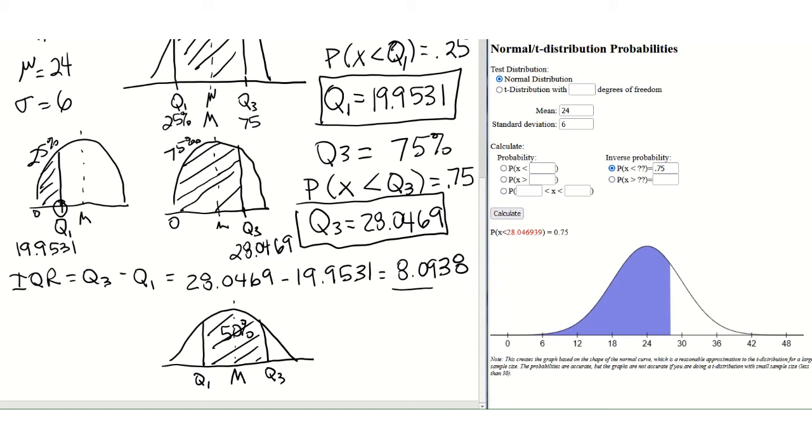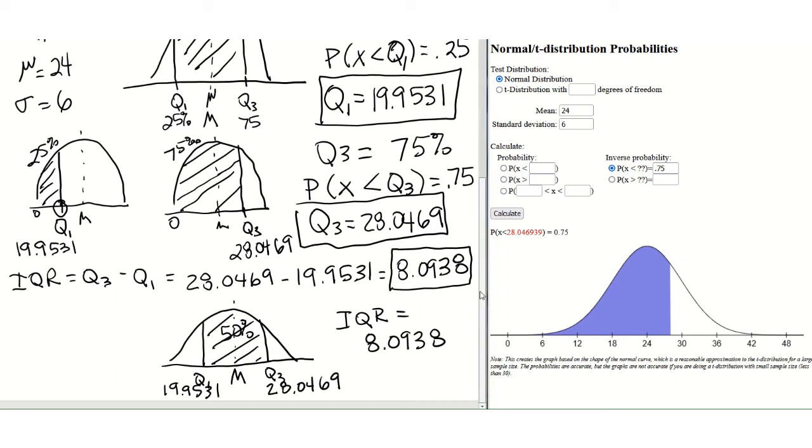This value in between here, this difference, this is my 50%. That difference between those two values is going to be 8.0938. So my IQR is going to be 8.0938. So the values between my Q3 and my Q1, so my Q3 was 28.0469, and my Q1 was 19.9531. That difference is 8.0938. So if you get an IQR problem, this is how you're going to solve it.